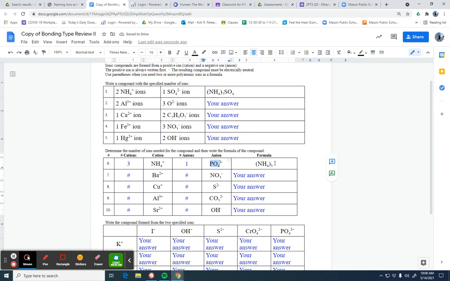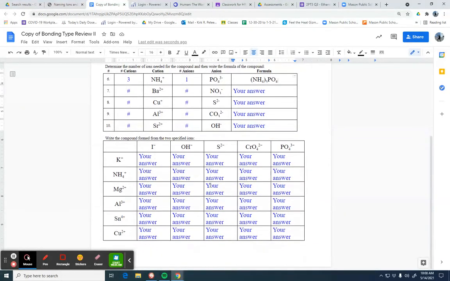That does not need parentheses because that one is totally on its own. I mean, it's just one single unit of that. It has a -3 charge. I don't need parentheses on that. So that's how you do the second section. Now, the third and final section of this is you're going to write the compound based on the chart here. So I can pick any one on here. I'm going to pick one in the middle.